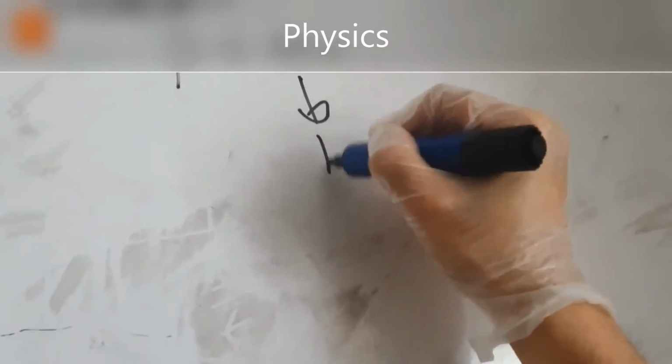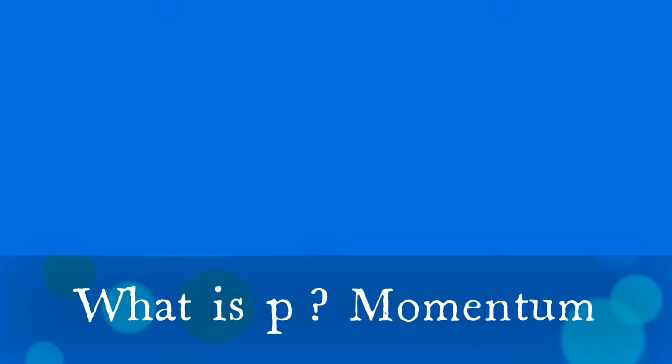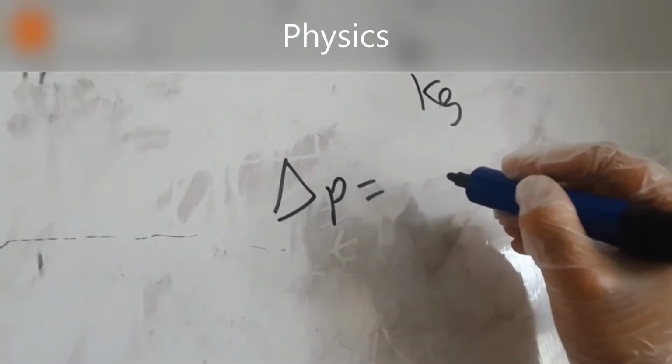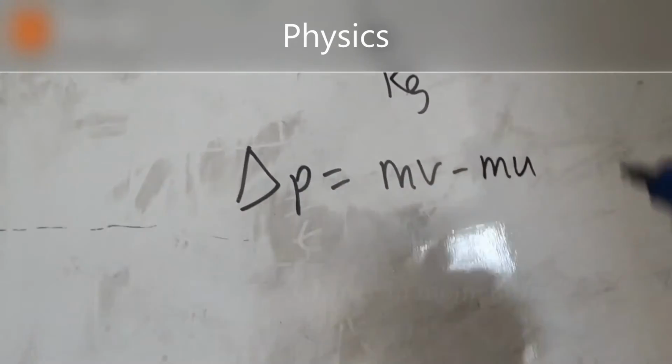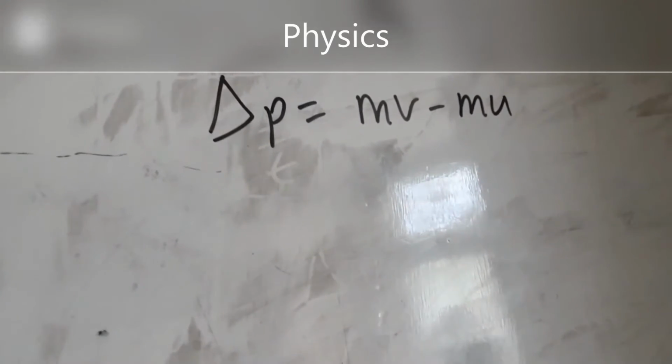Here, what is p? Here, p is mass times velocity. Mass is measured in kilograms. v is measured in meters per second. The triangle means change, so the change in momentum would be mv minus mu. v will be the final velocity, u will be the initial velocity.